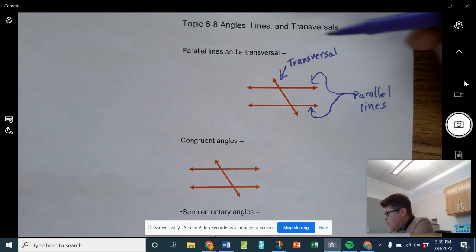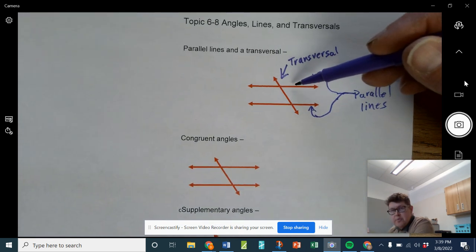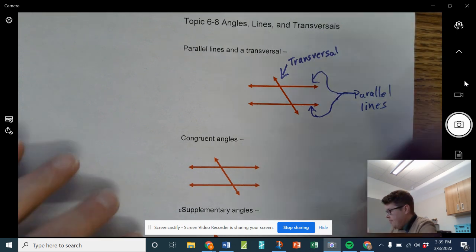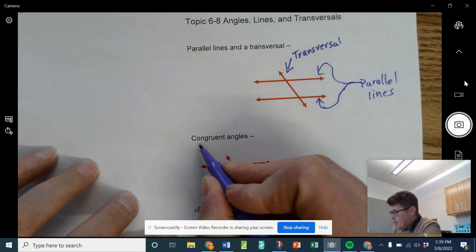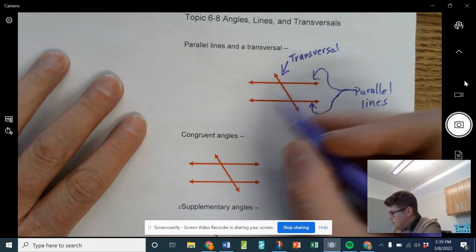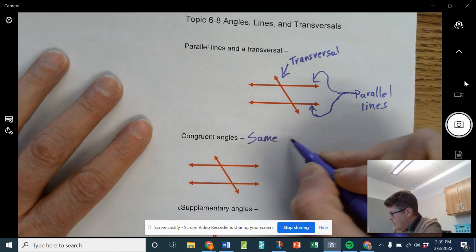And so what happens is when we have this particular situation, parallel lines and a transversal, we have a lot of different angle relationships that form. Now, we've talked about the word congruent before. It just means the same measurement. So congruent angles just means that they're the same measurement.